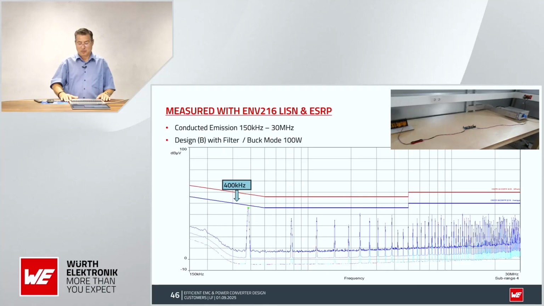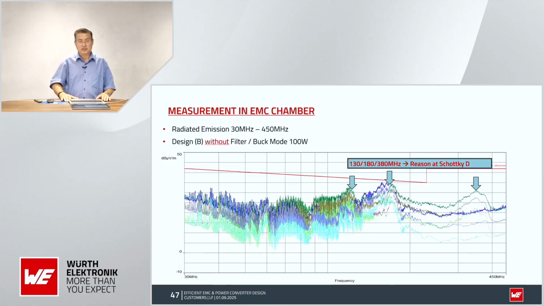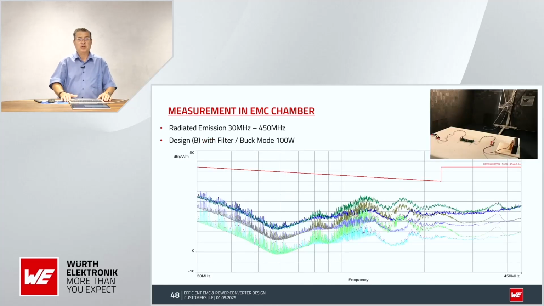And let me see how it looks in the anechoic chamber if we test the radiated emission. Radiated emission without filter, like expected, it is below the limit. I will come back to these peaks, 130, 180 and 380 megahertz. But without filter, I will not pass conducted emission. Let me switch on the filter for the radiated emission too. And now with the filter, we are below the limits, more than enough, looks quite good. First shot, conducted emission done. First shot, radiated emission done.